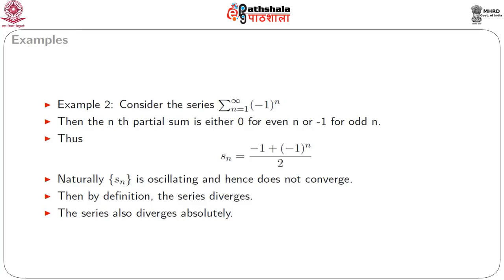The series also diverges absolutely. That is, if we take the absolute values of (-1)^n, that is 1, then the corresponding series with constant terms 1 is also a divergent series.